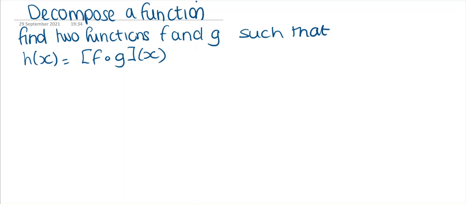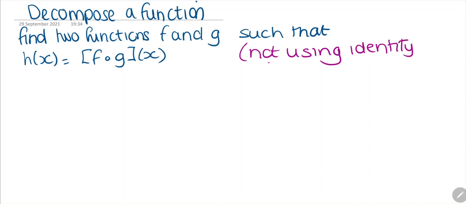So it says here neither function may be the identity function f of x equals x. Okay, so this is, I'm going to say, not using the identity function f of x equals x. So we need to use other alternatives.